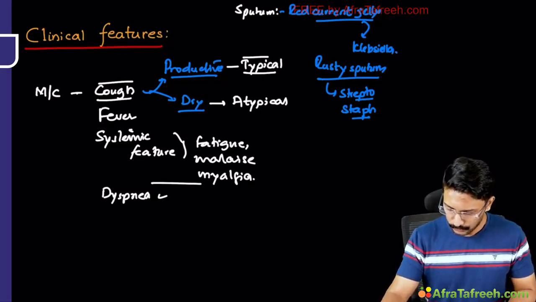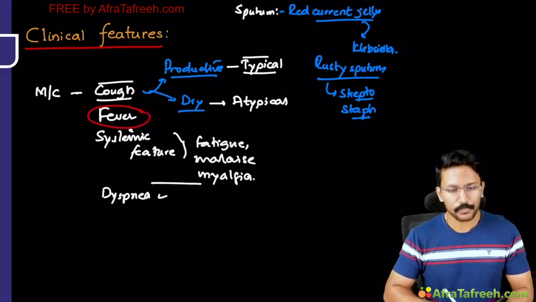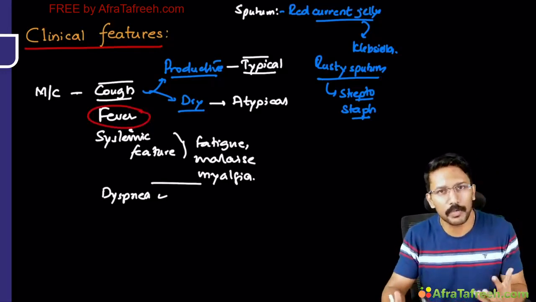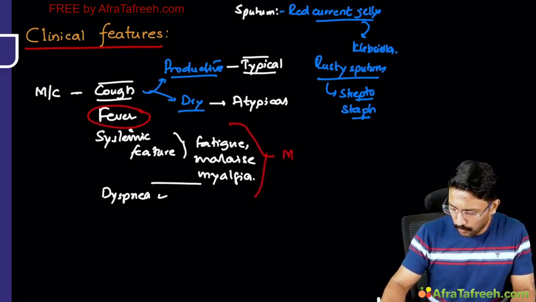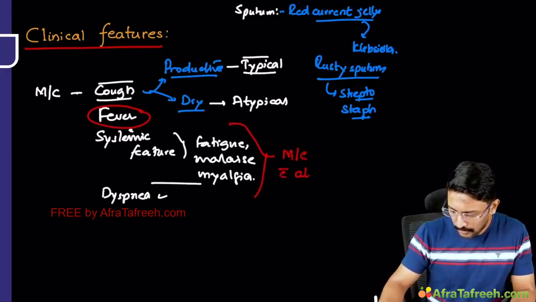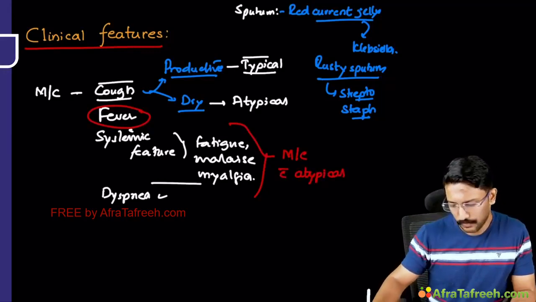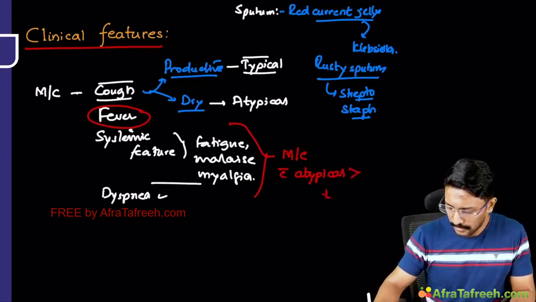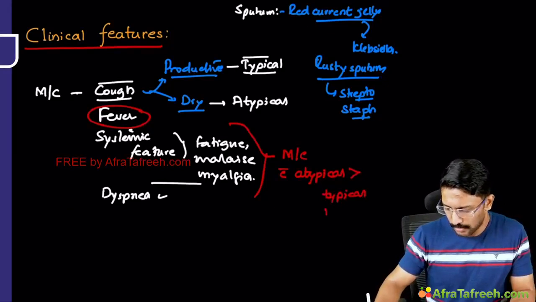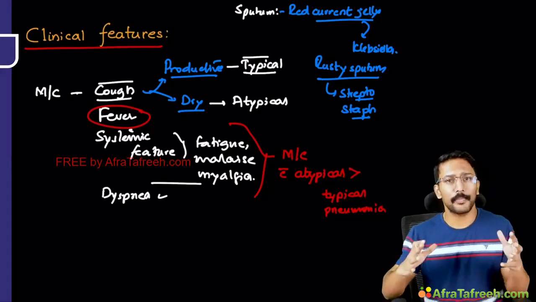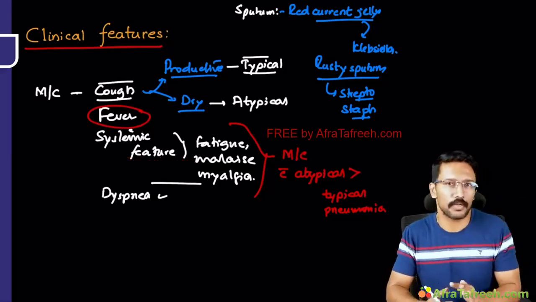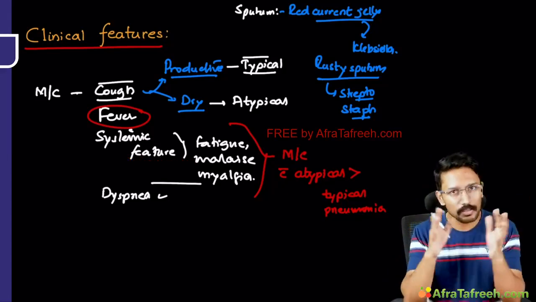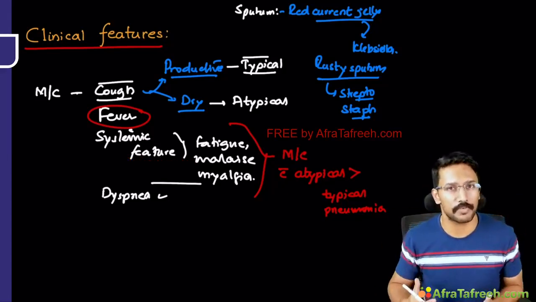Okay, now talking about fever. You can see it in both typical as well as atypical, but fever and systemic features are more common with atypical pneumonia than typical pneumonia. So in simple words, when we talk about atypical, you can see them as systemic infections with lung involvement. Lung involvement is part of it, but the whole system is involved. So that is why they have systemic manifestations.